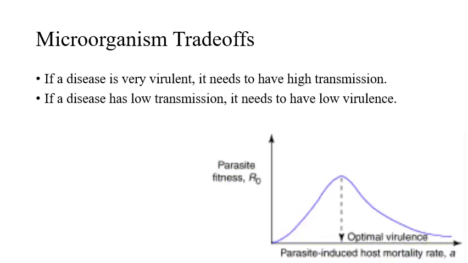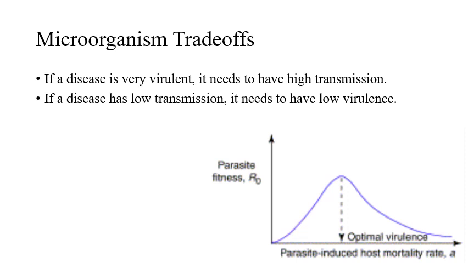Well, as I was kind of alluding to, if a disease is highly virulent, if it causes severe symptoms, it has to be very, very transmissible. Because the host is going to know that they're sick, and they're going to feel terrible, and they're going to stay home. If a disease has low transmission, it needs to have low virulence, right?